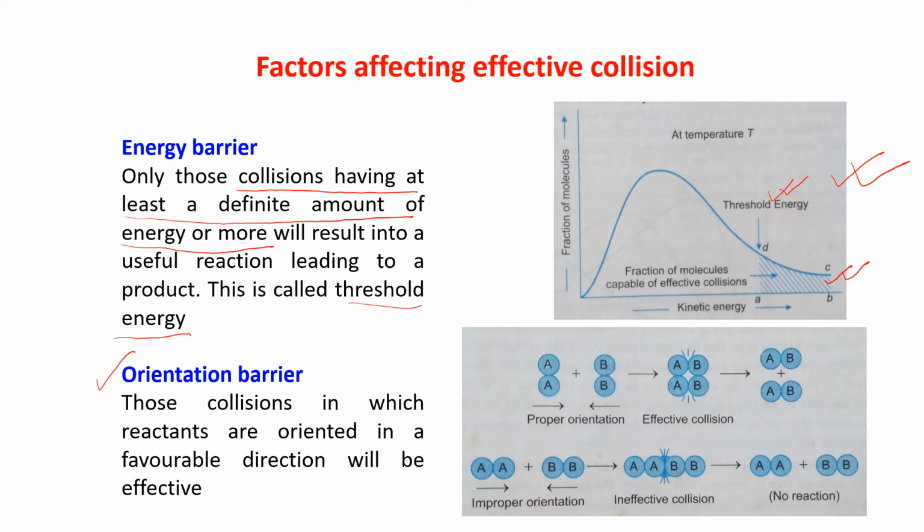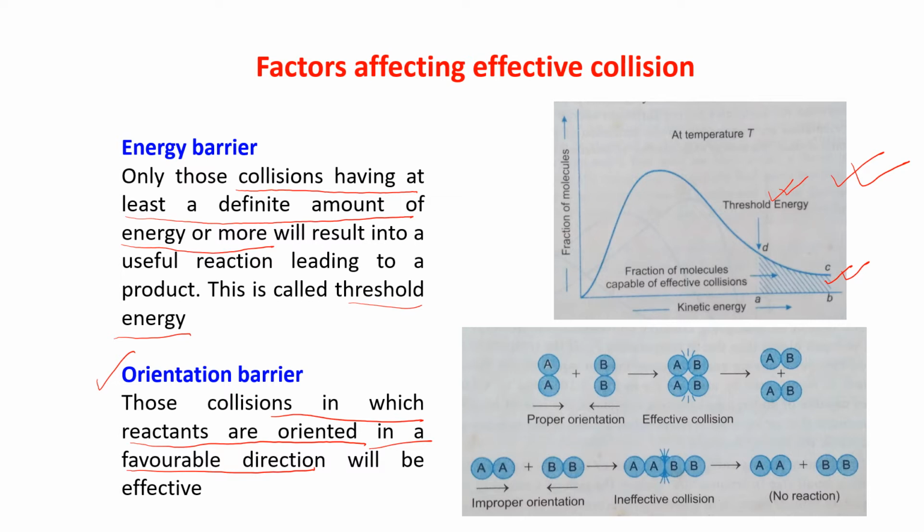Another is orientation barrier. Orientation barrier means that when the collisions take place, for getting an effective collision, the reactants must collide with a proper orientation. So what is written? Those collisions in which the reactants are oriented in a favorable direction.